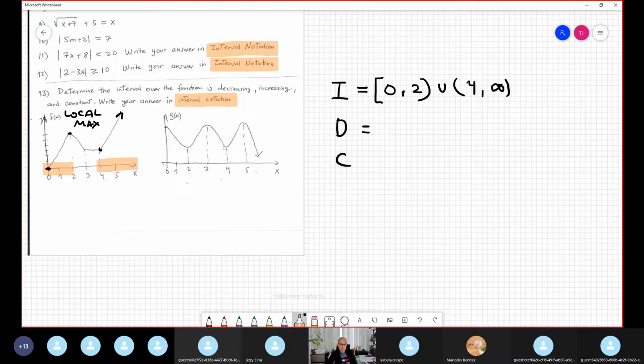Decreasing is this interval. You may change the color. Suppose green. That part is decreasing. Sorry, there's an overlap here, but no, it's from 2 to 3. Again, do not include 2 and do not include 3 because they are transition points. This is decreasing. And constant is only from 3 to 4. Done? Any question?